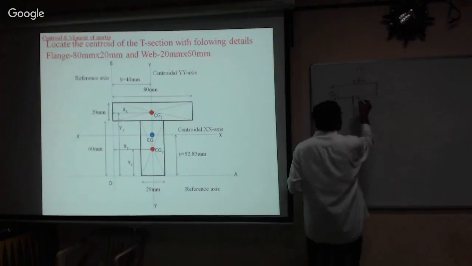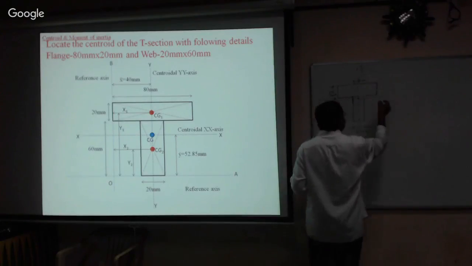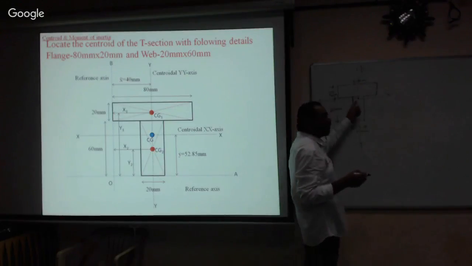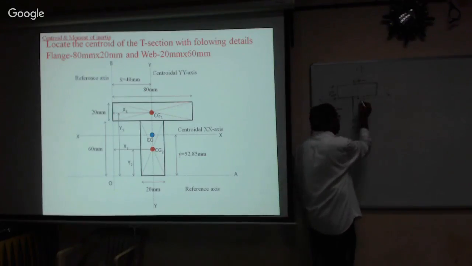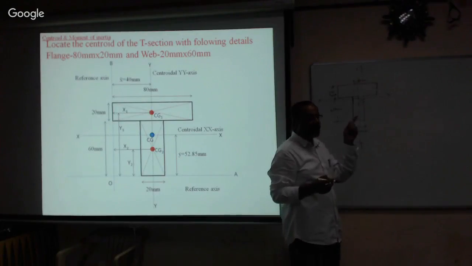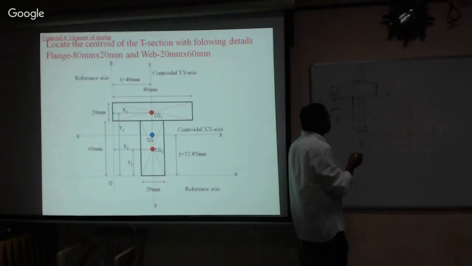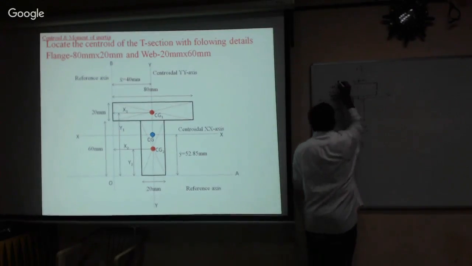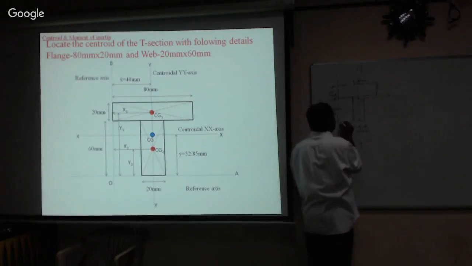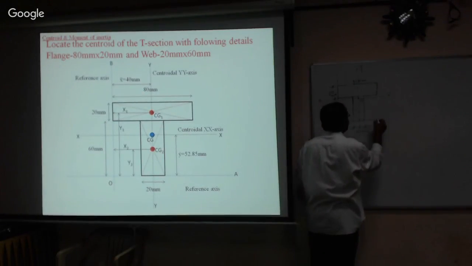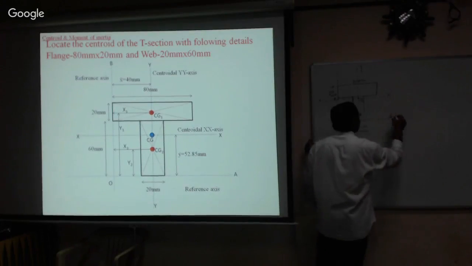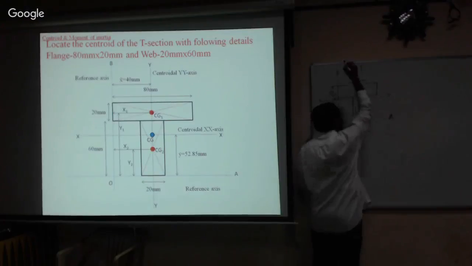Let us assume this is the centroidal XX axis. Now where is the centroid of the T section lying? With respect to, see, I will take the reference like this. This is the reference OA, and this is the reference OB.